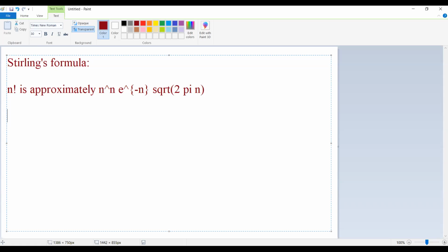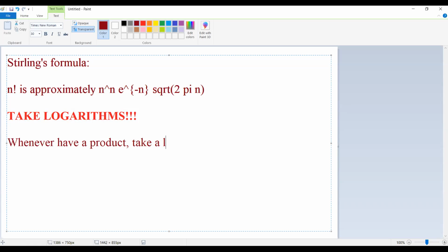Any thoughts how you should get your hand on n factorial? Take a log. Yes! Why take a logarithm? Because then you're just the sum. Yes, whenever you see a product, take a log, to get a sum. Now the log of n factorial is equal to the sum at k equals 1 to n of the log of k.